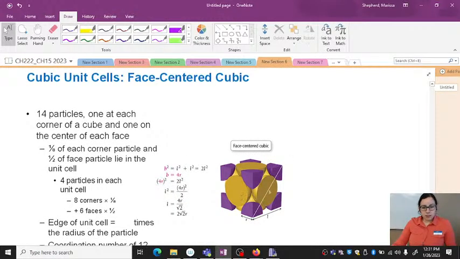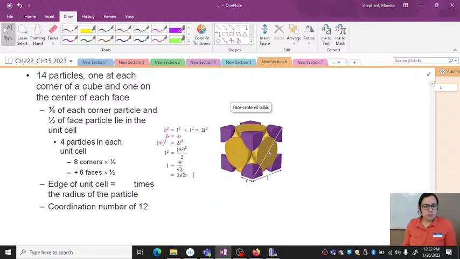And so here's another picture of our face-centered cubic now. So now 14 particles, so we have 1/8 on each side still, and then now we have 1, 2, 3, 4, 5, 6 halves. So that gives us 4 particles, so you can see the math drawn here. 8 corners times 1/8 plus 6 half faces. And so that gives us 4 total particles in there.